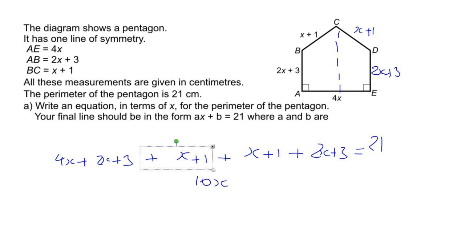And then how many units have I got? I've got a 3 there. So there's my 3. And I've got a 1 and a 1 and a 3. And that gives me 8. So I'm going to do plus 8 equals 21. And that's going to be my equation. And then I want to solve that. So I'm going to solve this, and I'm going to work this one out.